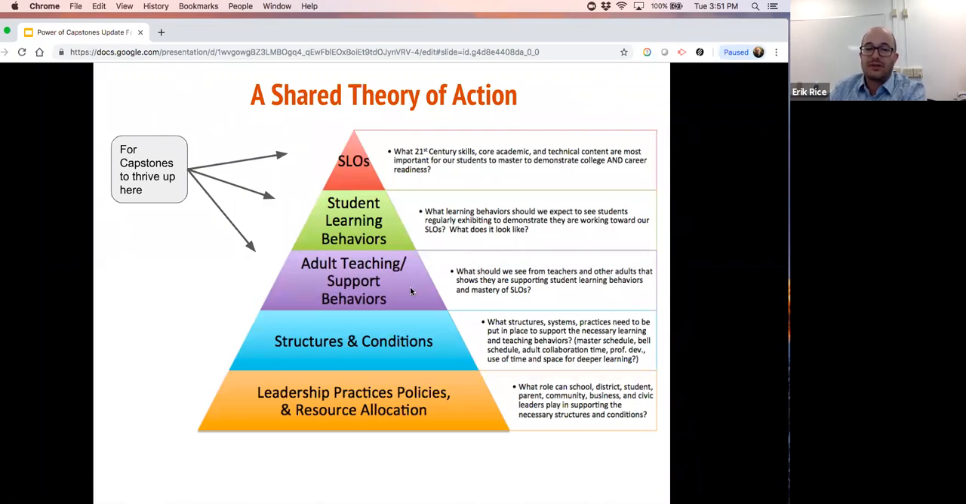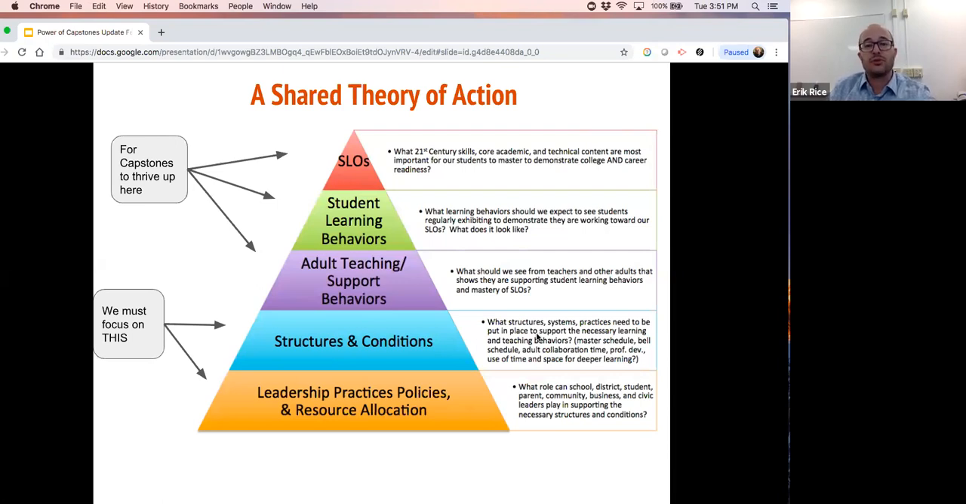to support those student learning behaviors. Underneath that, we said, what are the structures and conditions that have to be in place so that the adults can do what they need to do? So this is why we make master schedule changes, adult collaboration time, bell schedule, etc. But in the context of Capstone, this is why, if we really want to go big on Capstone and we really want to do it well, then we need professional development around project-based learning in Capstone. It's why we need to devote time in our calendar.